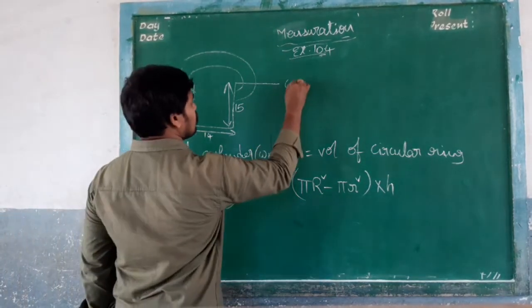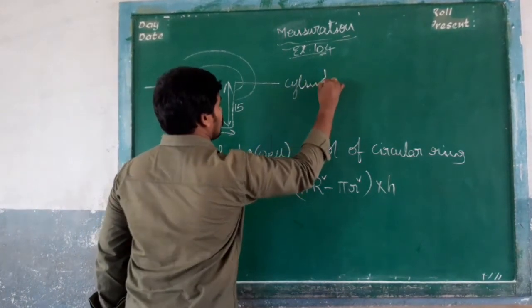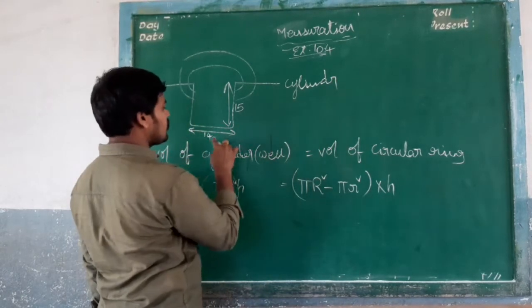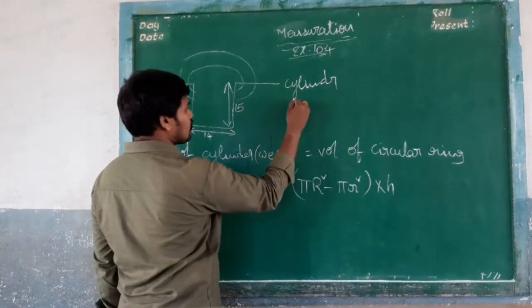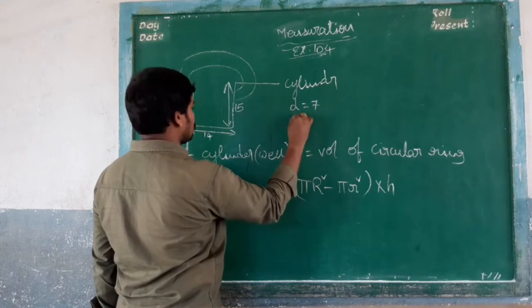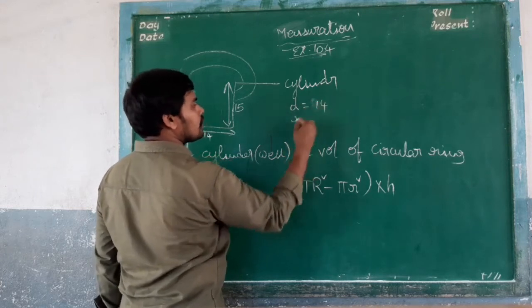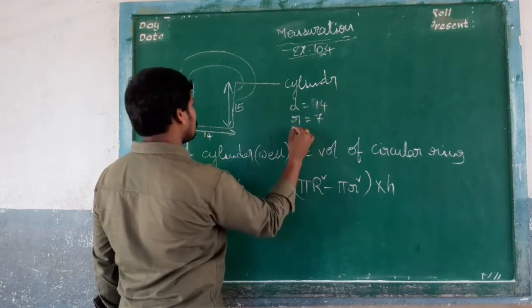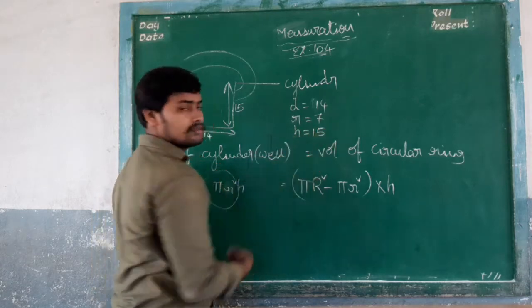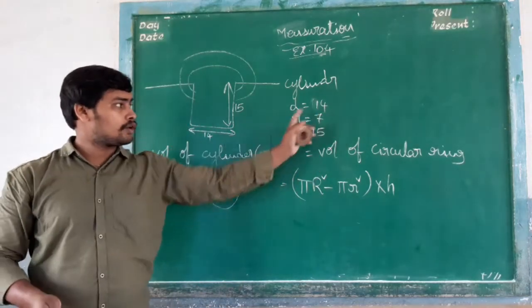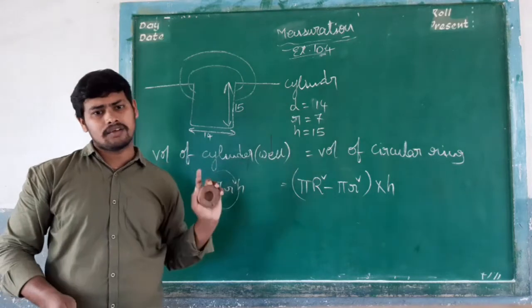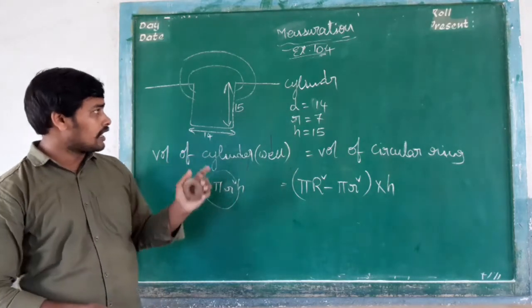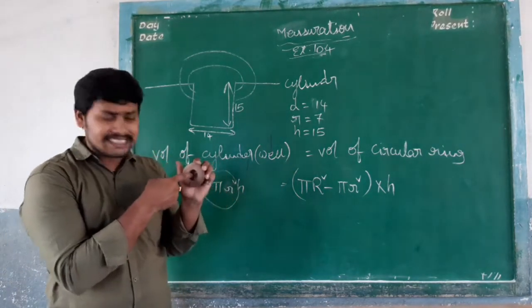Cylinder. What is the radius of this one? Diameter 14, radius 7, height is 15. Okay. Next. So this is the center.